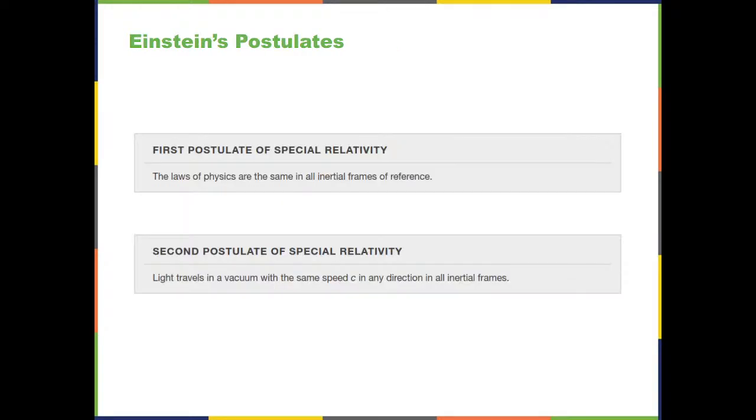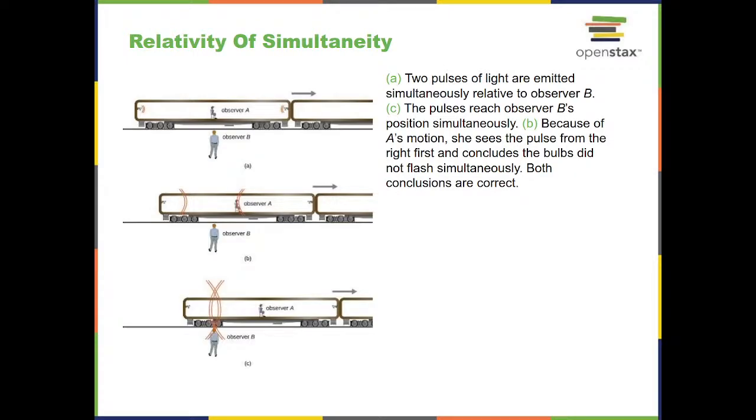So then Einstein's postulates, again: laws of physics are the same in all reference frames, and light travels in vacuum with the same speed in all directions in all reference frames. Now there are some conclusions, some consequences of these postulates, and usually these consequences, at least in the time when Einstein came up with these examples, were thought experiments.